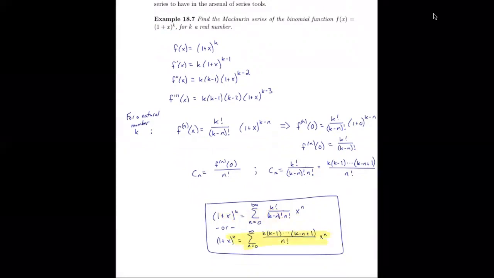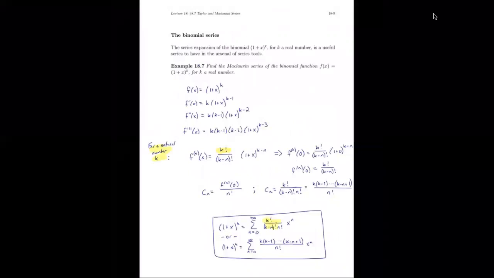But the book also lists this one. I don't have that on the next page, but this is the more useful formula to use for problems that we'll see moving forward from here involving the binomial series. Now, remember that this works for a natural number k because k factorial is well defined.